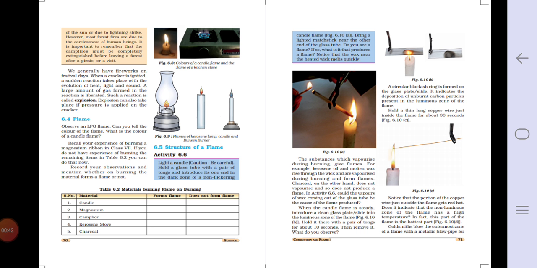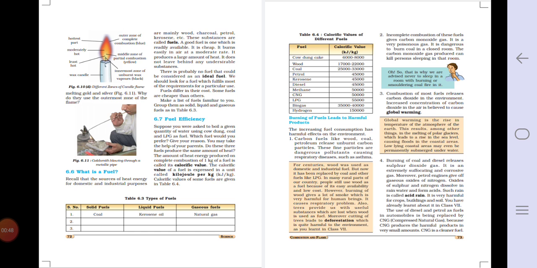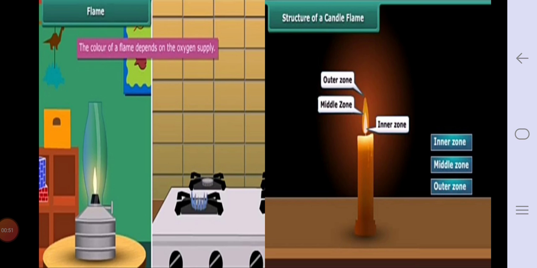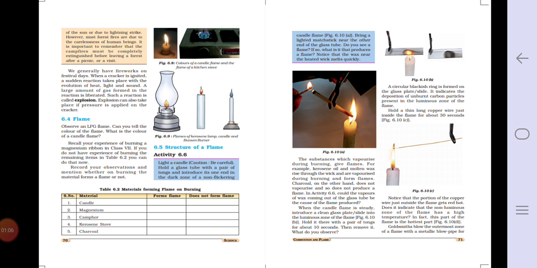Observe an LPG flame. Can you tell the color of the flame? What is the color of a candle flame? Now see in this picture, you can see different colors of flame. The color of flame actually depends on the oxygen supply. Now candle flame is different in color, gas flame is different in color, and lamp flame is different in color. To understand, we'll study this.